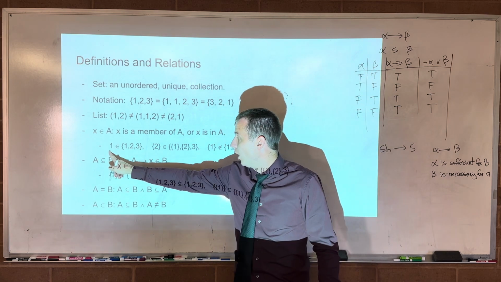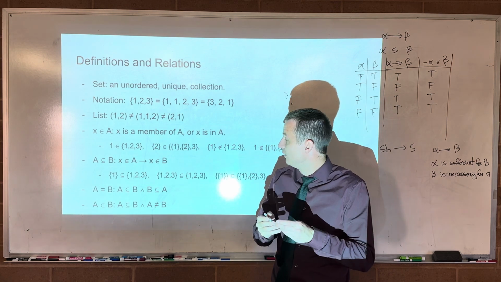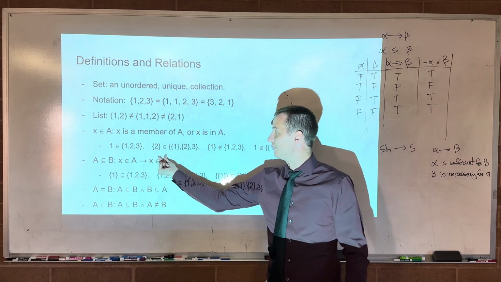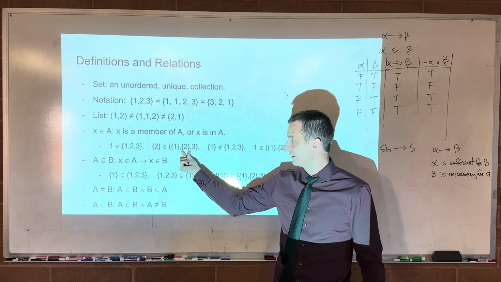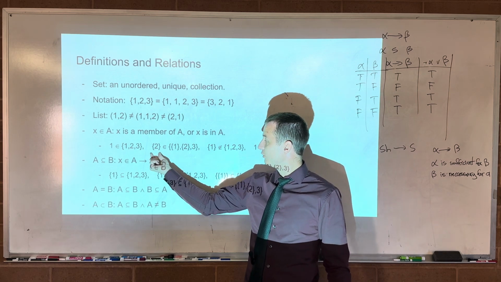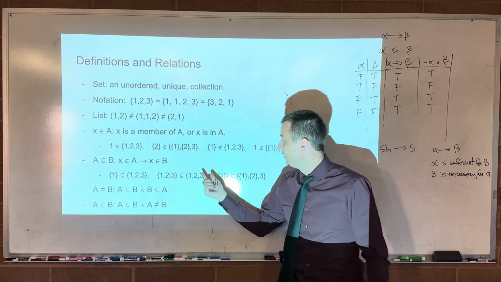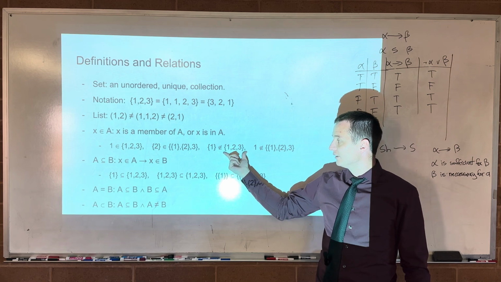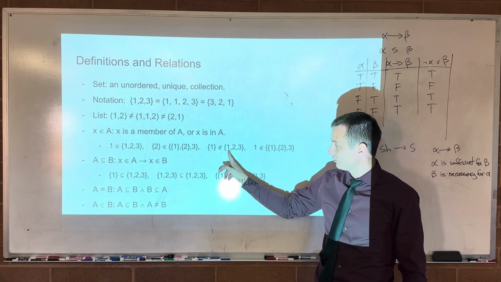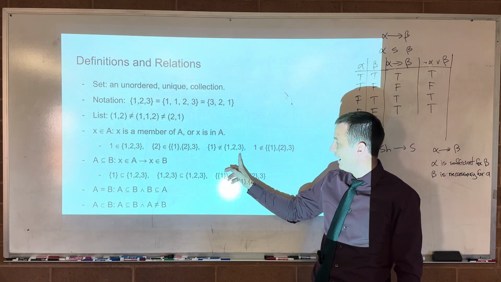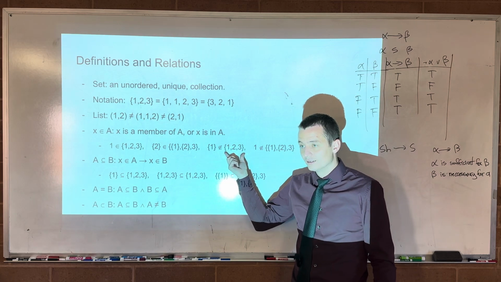Examples. 1 is in the set containing 1, 2, and 3. The set containing 2 is in the set containing the set containing 1 and the set containing 2 and 3. That is one of the things listed out in this set. It's right there. The set containing 1 is not in the set containing 1, 2, and 3. That is not the set containing 1. That's just 1. That is not the set containing 1. It's 2. That is not the set containing 1. It's 3. So that is nowhere in this set.